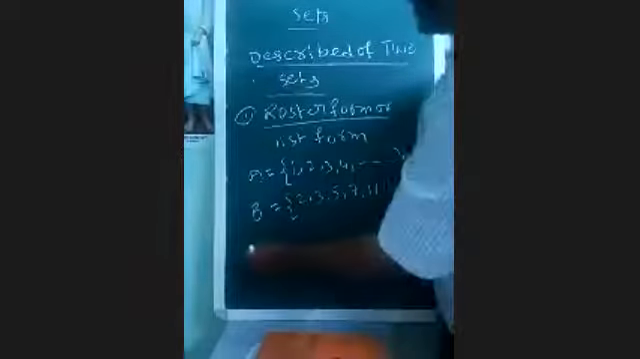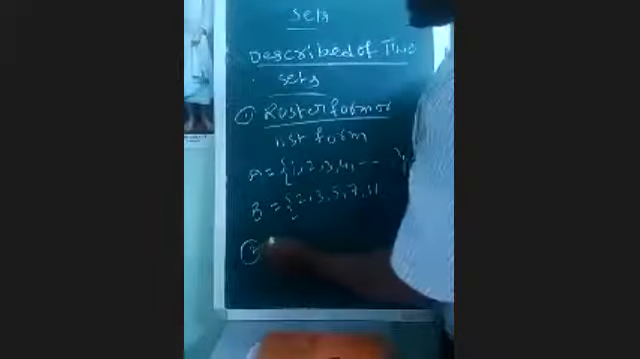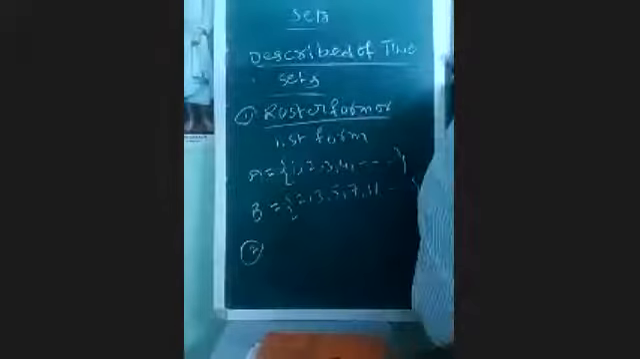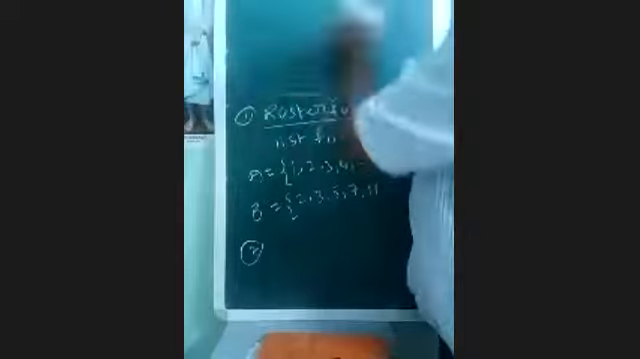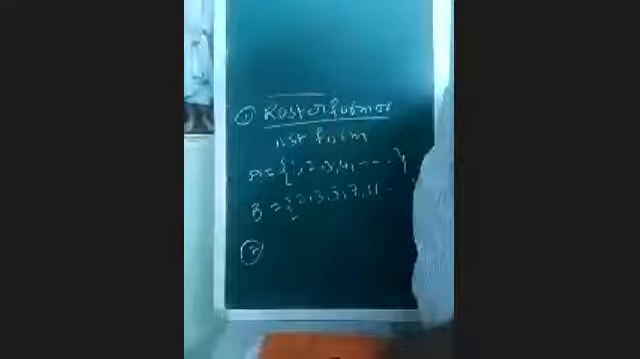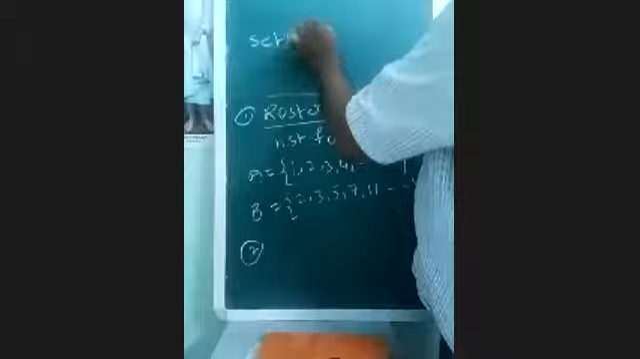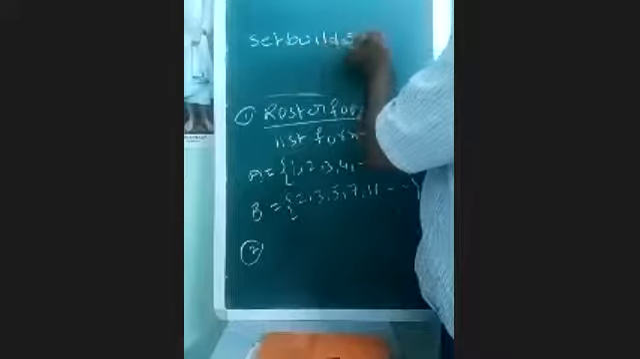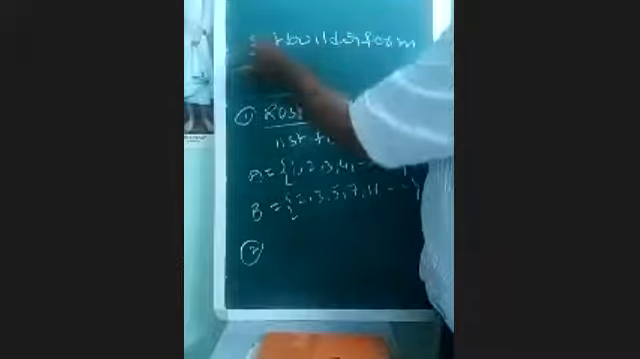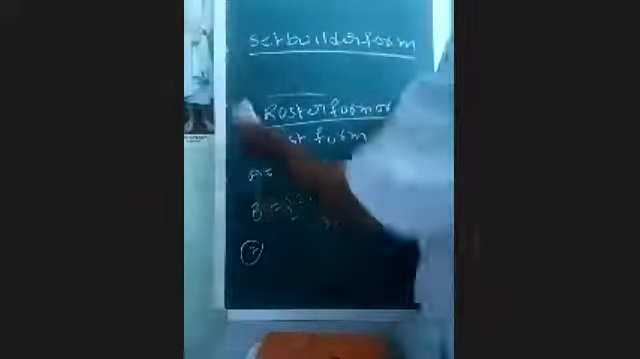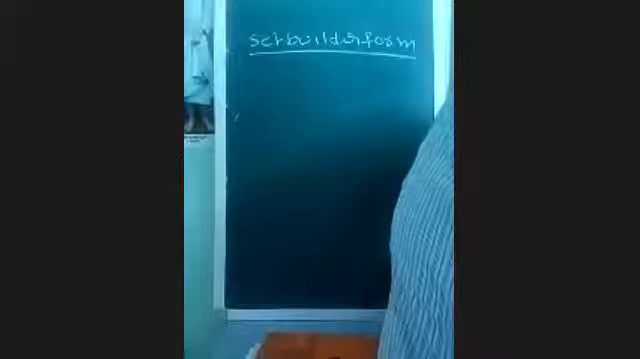The second one is set builder form. What is the definition of set builder form? Very simple: the set of all elements is described by a rule.